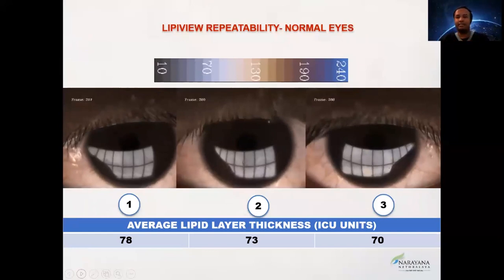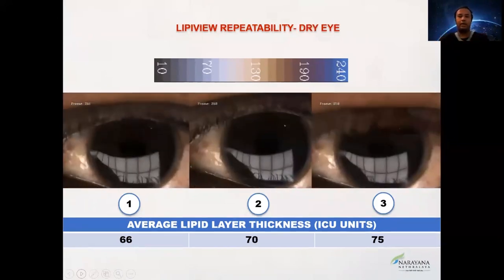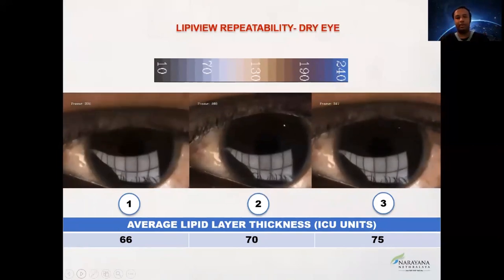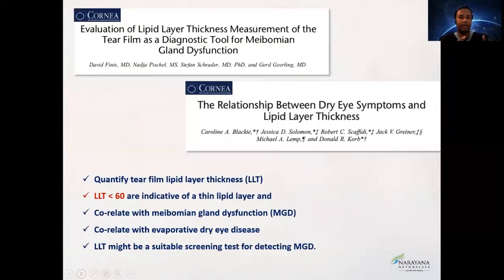Again, repeatability is something which you need to study in various conditions, whether it is mild, moderate, severe MGD, also normal. So it is a very good repeatable device, and that is something important to remember. So like I said, anything which is less than 60 is considered as a thin lipid layer.